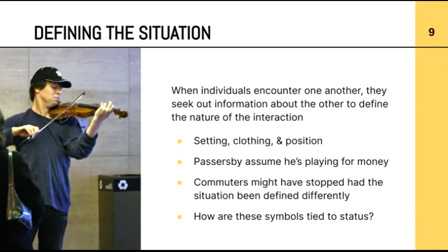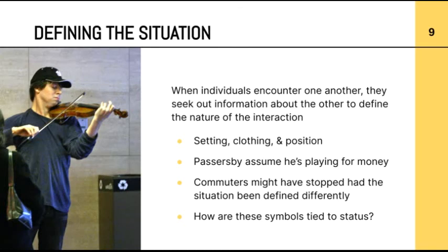So this brings up an important point, something that's crucial for symbolic interactionism, and that's defining the situation. When individuals encounter one another, they seek out information about the other to define the nature of the interaction. They look at things like setting, clothing, and where someone is positioned in relation to everything in that environment. And so you can see in this picture, he's actually standing near the waste bins and a recycling bin. And there's actually a sign behind him. It's a place designated for smoking, I believe. But of course, there was no one smoking near him.